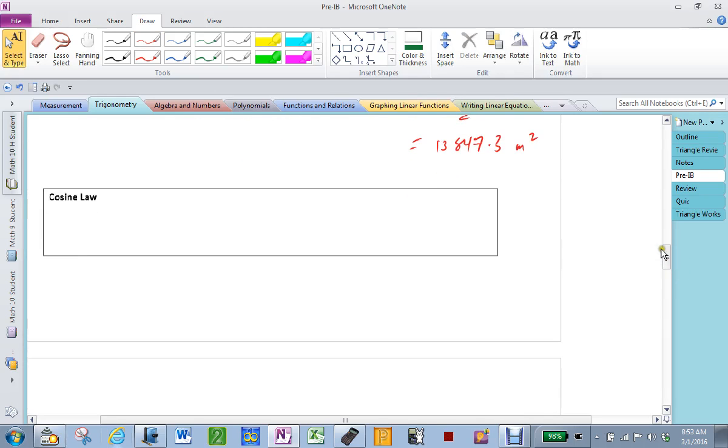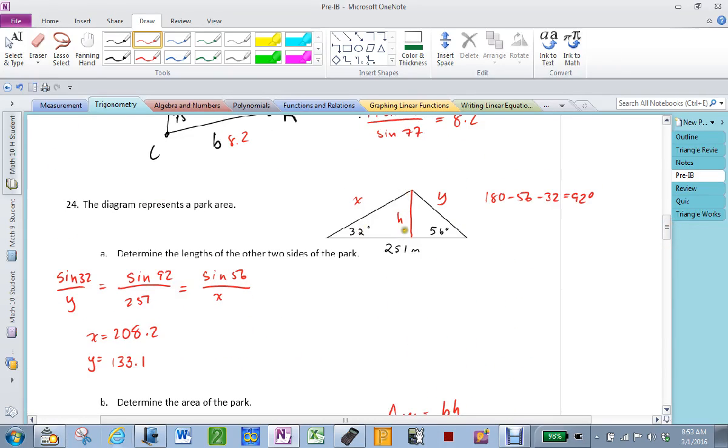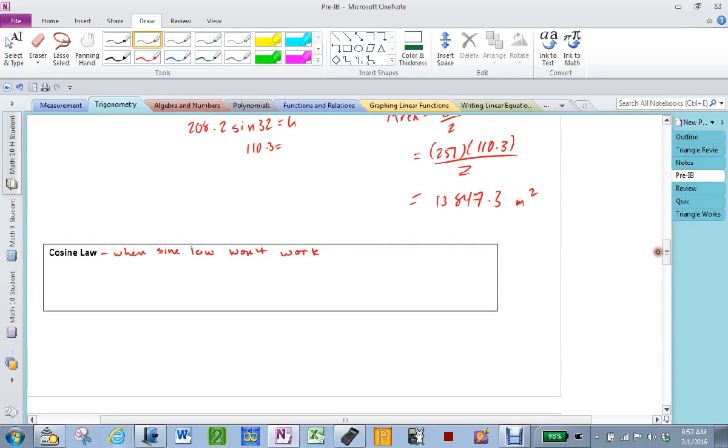Now, the cosine law we use when sine law won't work. So remember, for sine law to work, we needed a pair, right? An angle and its opposite, yeah? So it's when we don't have an angle and its opposite side. Okay? Now cosine law has two versions.